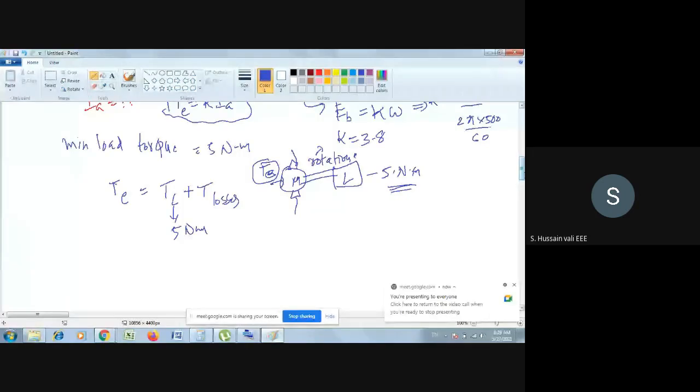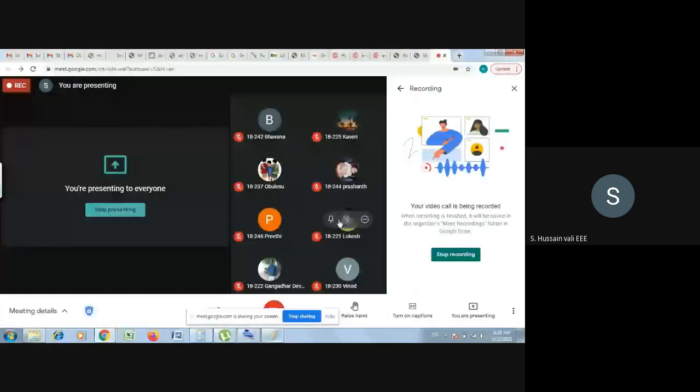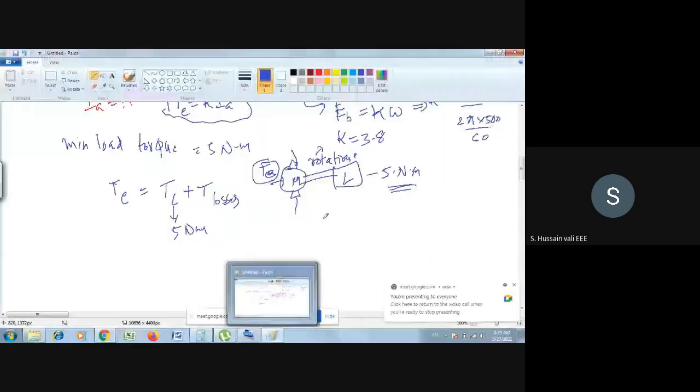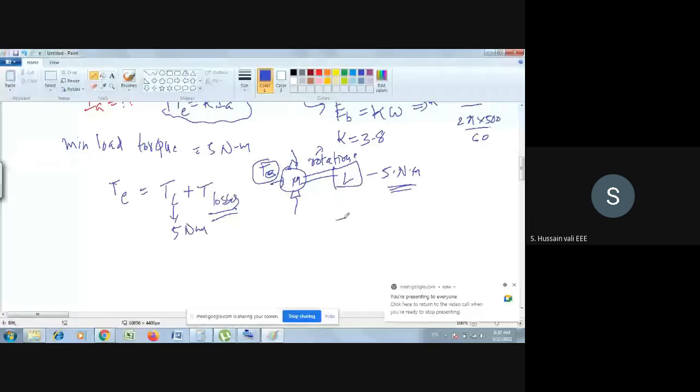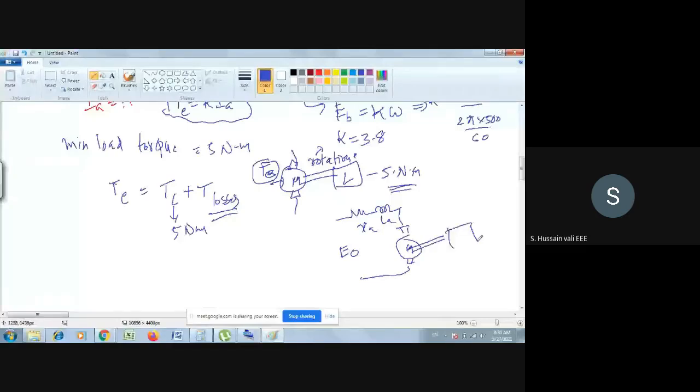Rotation losses we will find out only once. So how to find out rotation losses is that first of all, because the motor is there, we will write here the motor. This is RA, LA. Here we have E naught. And this is the load of this particular system.